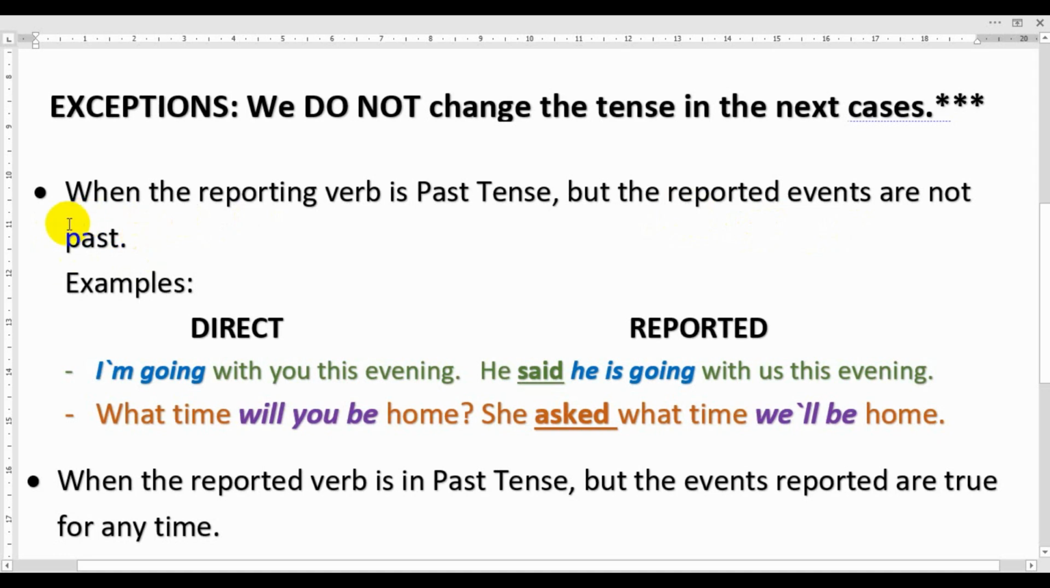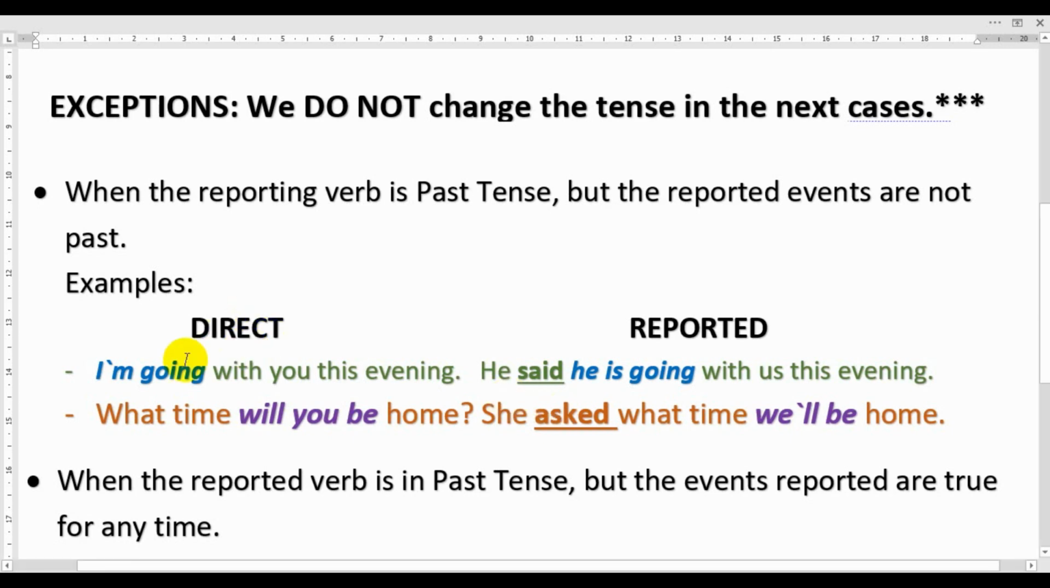Okay, so let's read it again. We do not change the tense in the next case when the reporting verb is past tense, but the reported events are not past. Nosotros no cambiamos el tiempo gramatical cuando el verbo que nos ayuda a reportar, en este caso said y asked, están en pasado, pero los eventos que nosotros estamos reportando no son pasados, o sea, continúan en el presente. Let's see these examples.